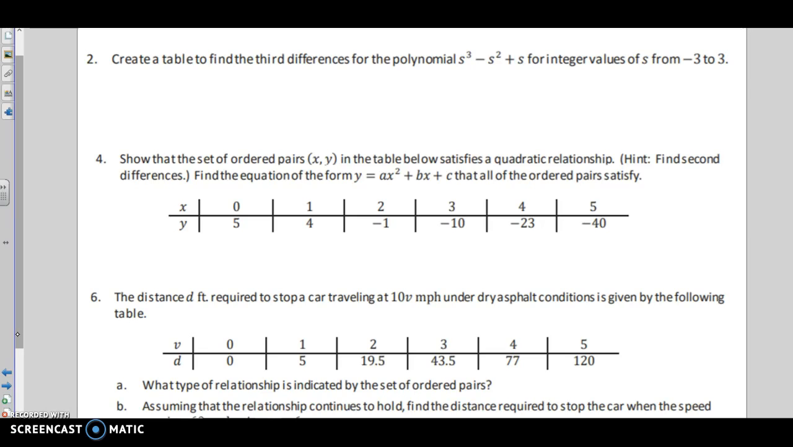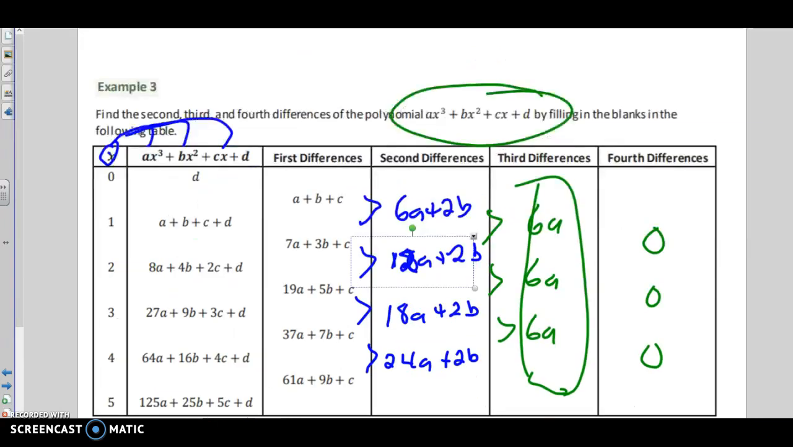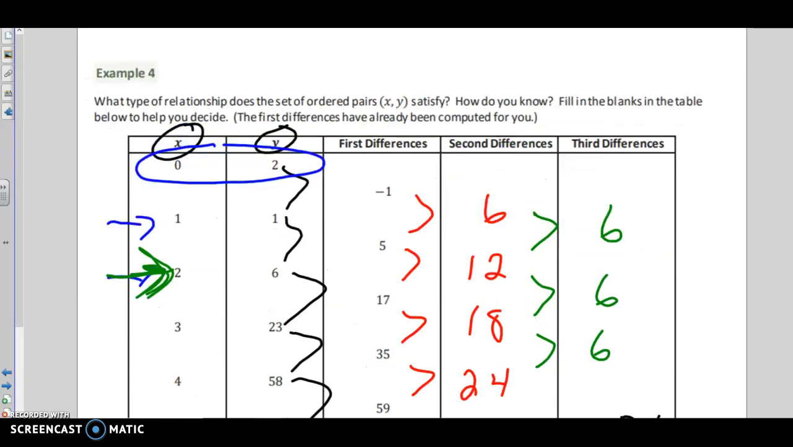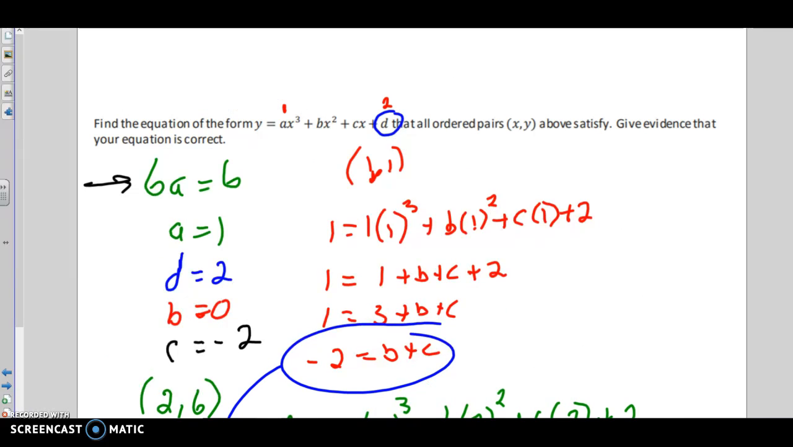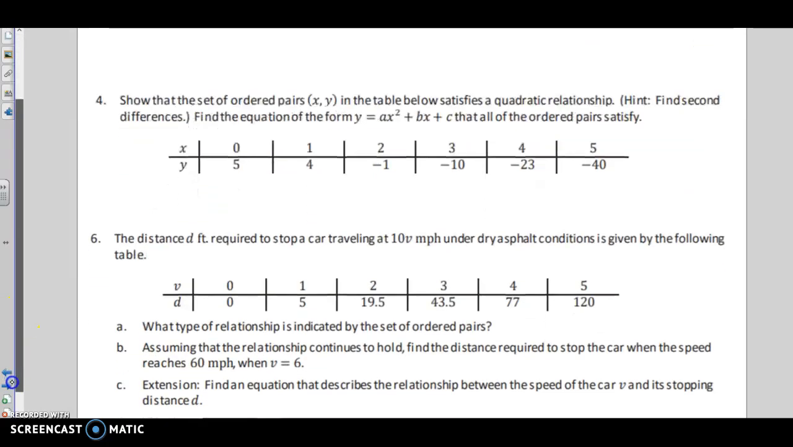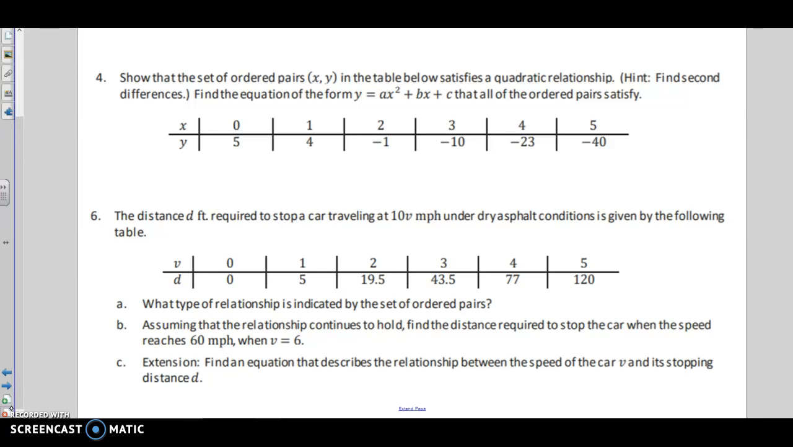For number 4, you have to find the quadratic equation that satisfies all the pairs. You need to go back to example 2, I believe. Second difference is equal to 2a. Knowing that, you'll be able to figure out what a is equal to. I have 0, 5, so I can figure out what c is equal to. You'll just have to pick another ordered pair to figure out what b is equal to, and then write the equation. And then 6 is a 3-part.